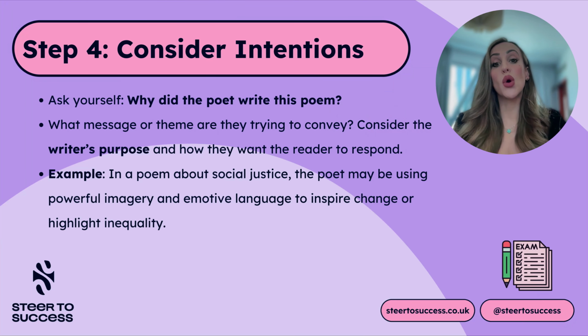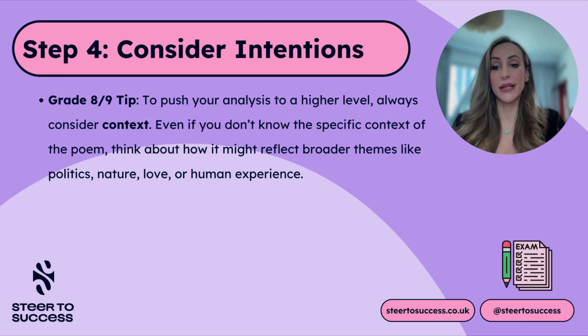And then step 4, consider intention. So ask yourself, why did the writer write this poem? And you want to be outlining that in your introduction to the unseen poetry, what the poem is about and what message the writer has to wider society. So what message or theme are they trying to convey? Consider the writer's purpose and how they want the readers to respond. So as an example, in a poem about social justice, the poet may be using powerful imagery and emotive language to inspire change or highlight inequality.